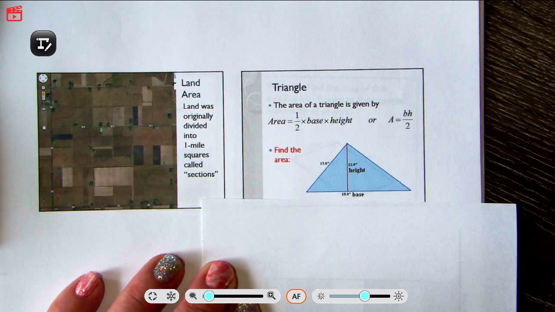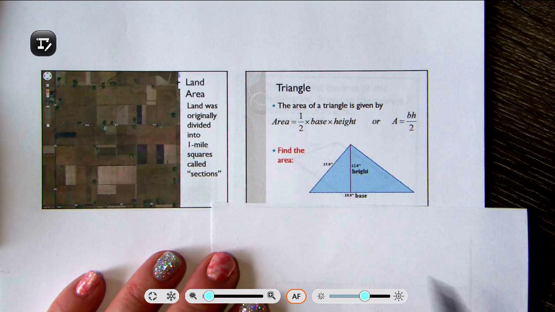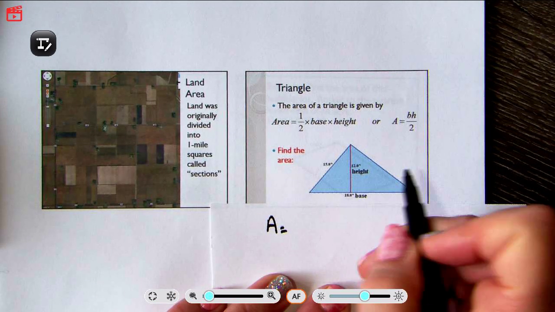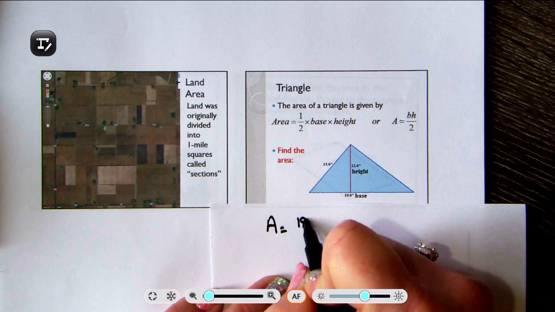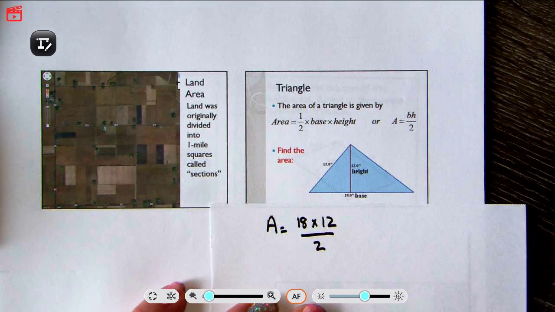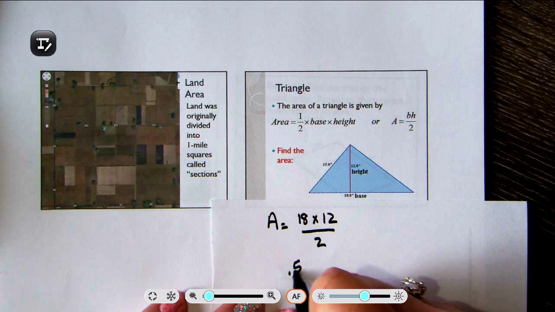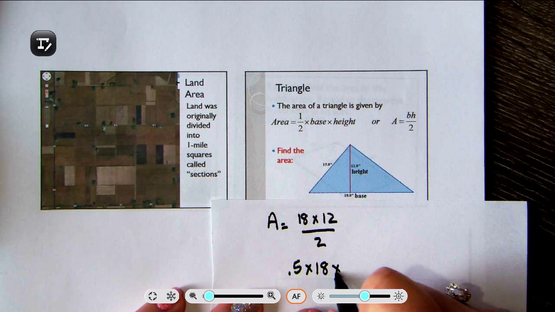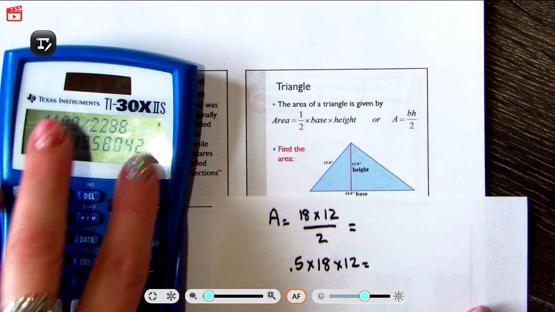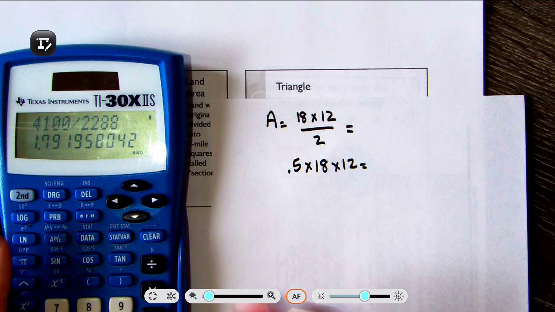This 15 in this problem is not needed. So we're going to calculate the area, which is going to be my base, which is 18, times my height, all over 2. Or 1/2 your base times your height, 0.5 times 18 times 12. And you'll notice I'm going to do it both ways. You can see it on the calculator that you will get the same result.